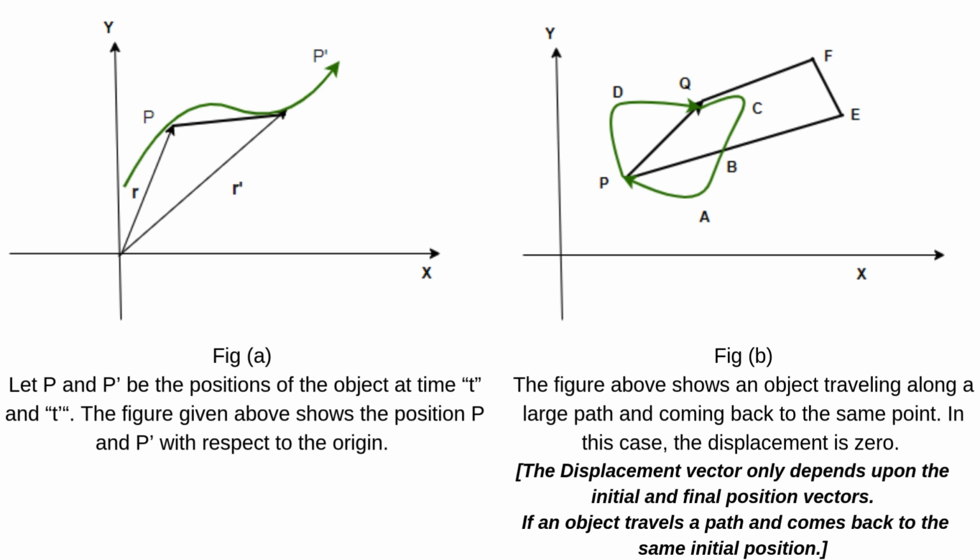Let P1 and P2 be the positions of the object at time t1 and t2. The figure given above shows the positions P1 and P2 with respect to the origin.